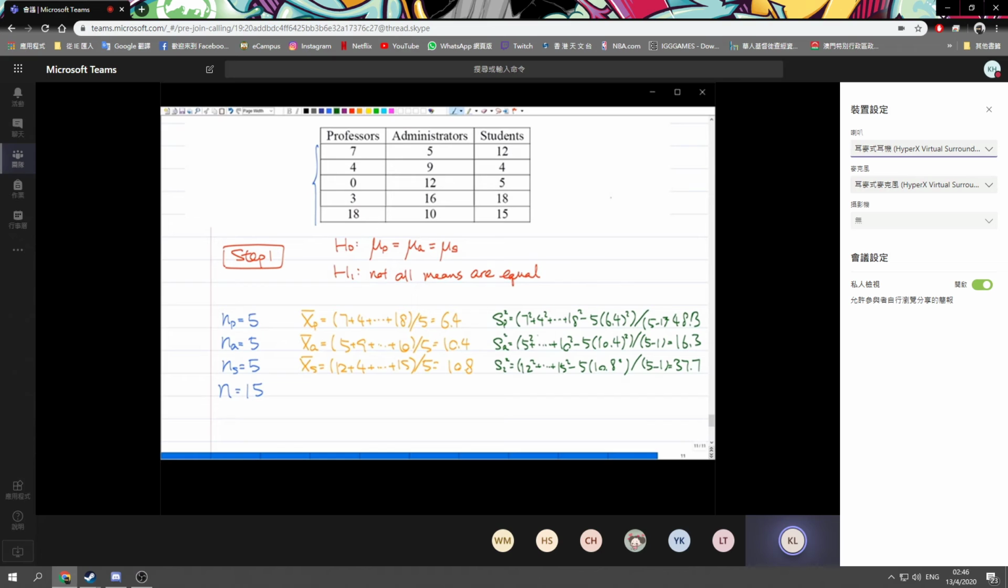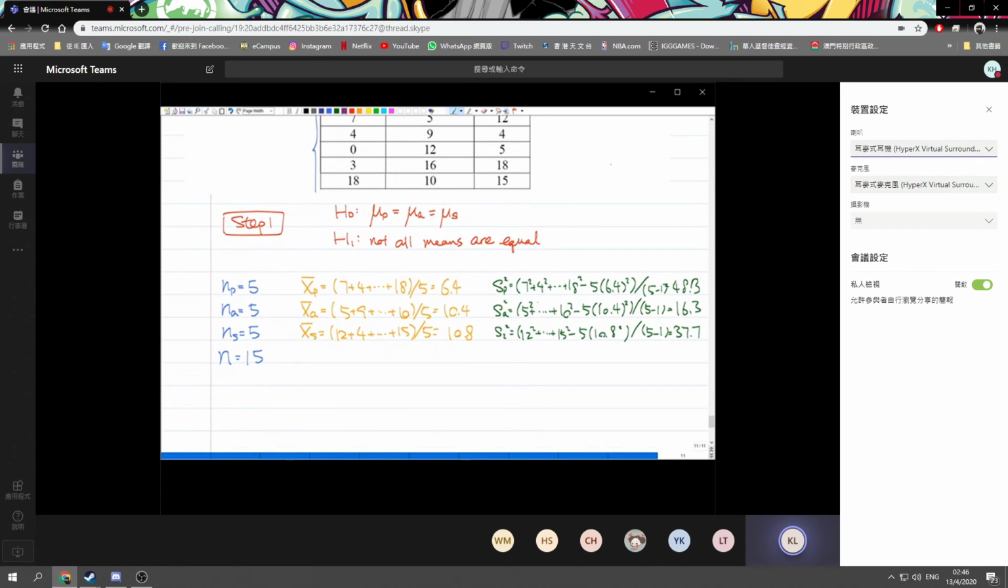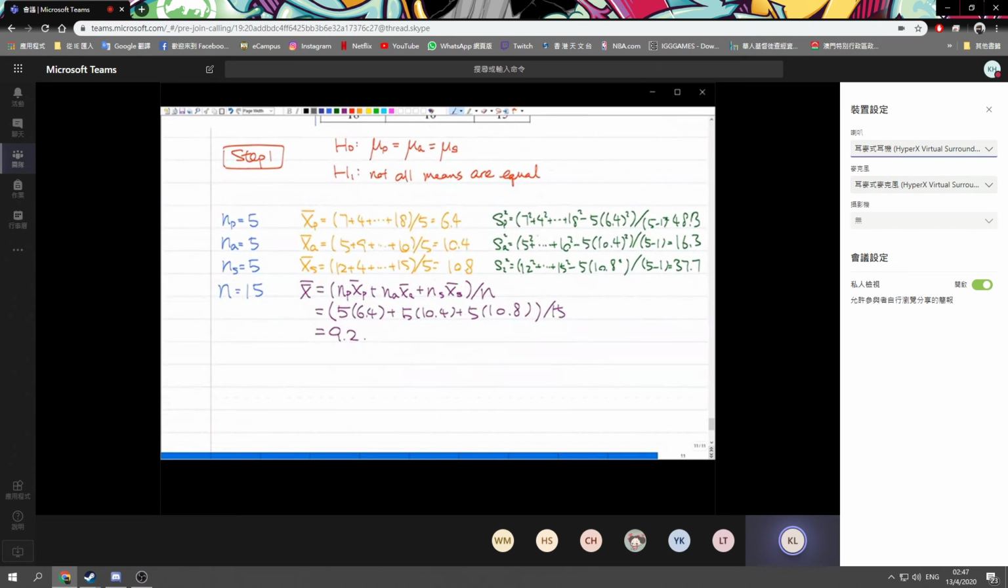Right, so these are the variances, and we also need to calculate the grand mean, which is the mean of the entire data set. So the formula we have is this one. And then this one is 5 times 6.4 plus 5 times 10.4 plus 5 times 10.8, divided by 15. And we have 9.2. And finally, we can get to our SST.